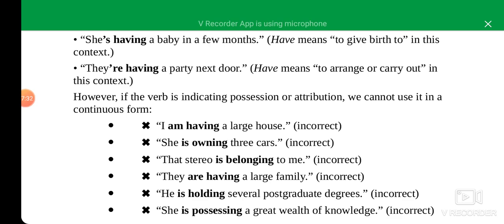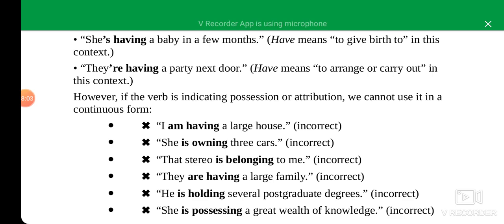You will have to consider first whether the words have, own, belong, hold or possess show possession or belonging. If they don't show it, you are going to make it continuous. But if they show it, that will be wrong and you will lose marks. I am having a large house. That's incorrect, because here have shows the possession.